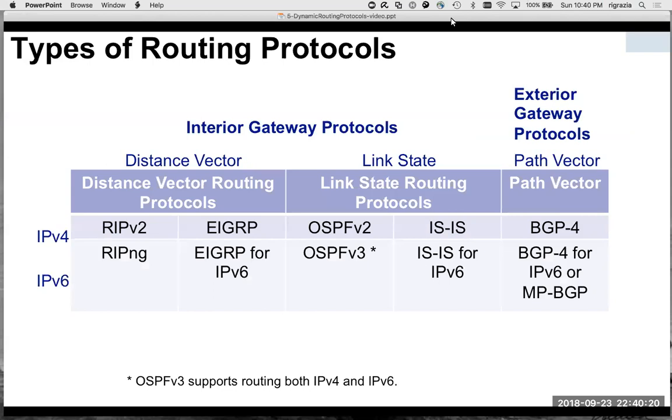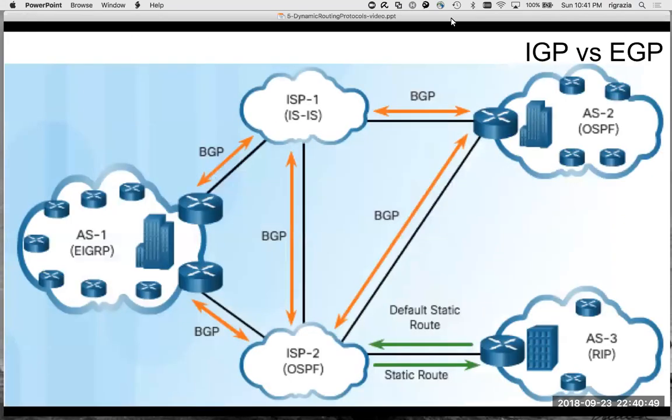Okay, so there's several types of dynamic routing protocols. RIP, it's not used too much anymore. EIGRP, OSPF, ISIS, and BGP. We'll be talking about some of these in other videos. We can also categorize these routing protocols different ways: distance vector, link state, path vector, or interior gateway protocols or exterior gateway routing protocols. Let's take a look.